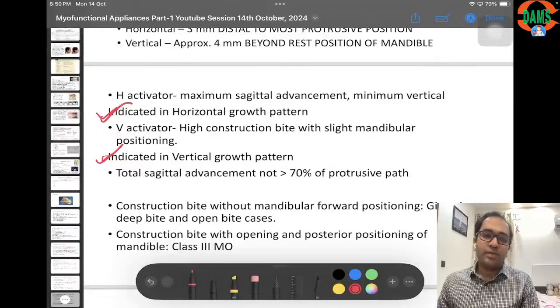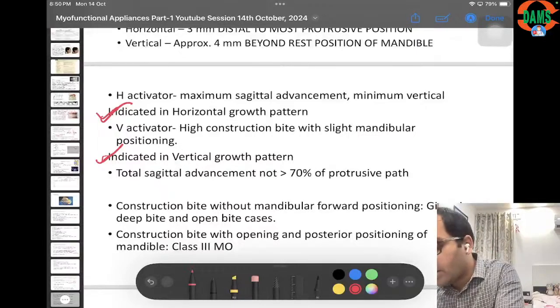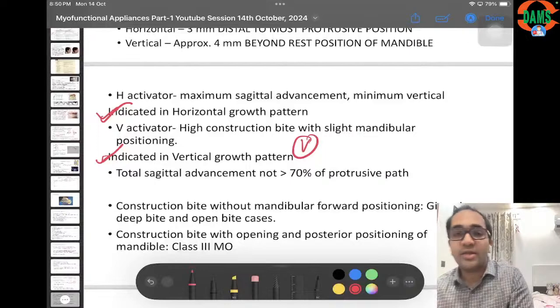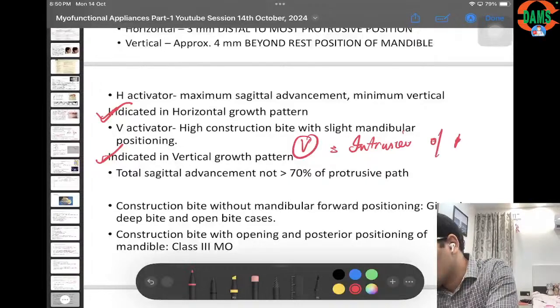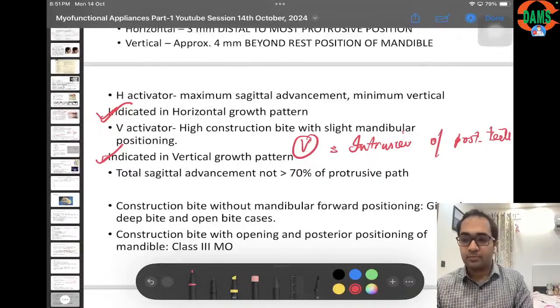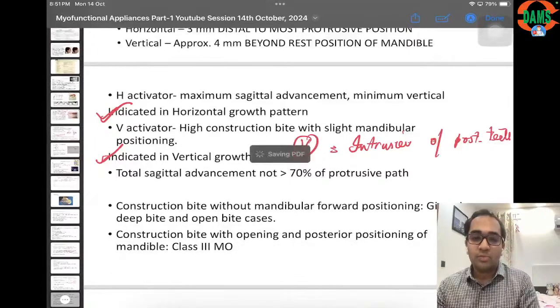In vertical growth pattern patients, generally there is an anterior open bite, and the posterior teeth are erupted extrinsically. So we give the patient an activator with a high construction or high vertical bite. Why? Because when the patient bites on that high block, it leads to intrusion of posterior teeth. That's why a vertical activator is indicated in vertical growth pattern patients.